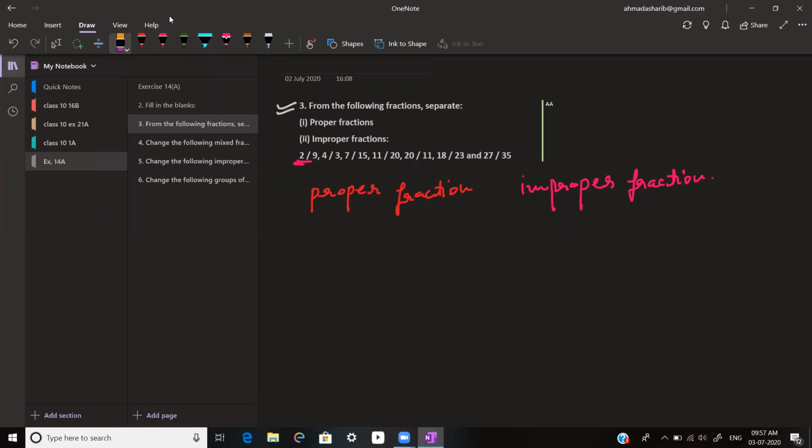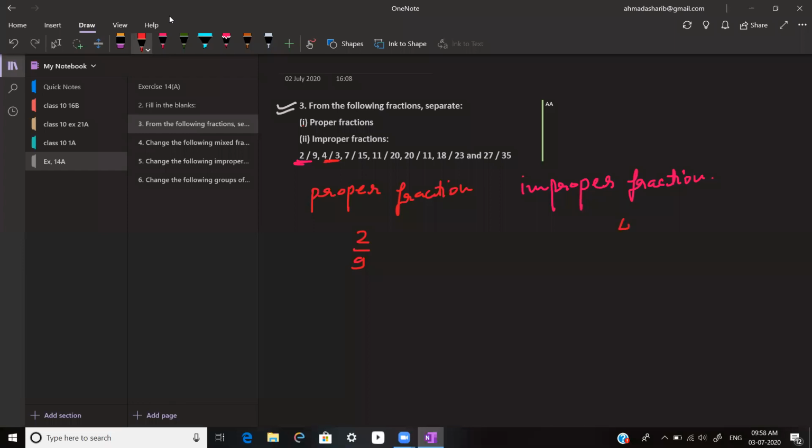No, Azima, it is not mixed. You have to just tell proper or improper, not mixed. So 2 upon 9 is, of course, a proper fraction. Okay, 2 upon 9 is a proper fraction. Now 4 upon 3. Tell me about 4 upon 3. Is it proper or improper?